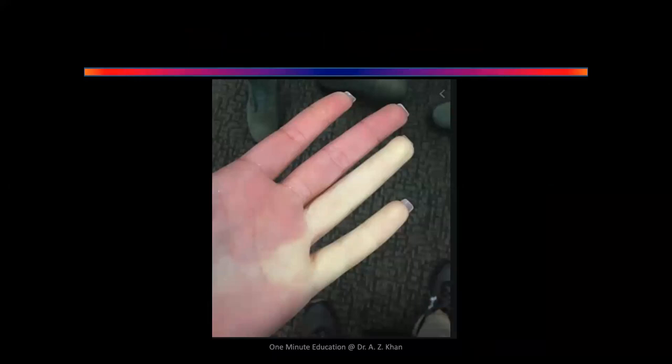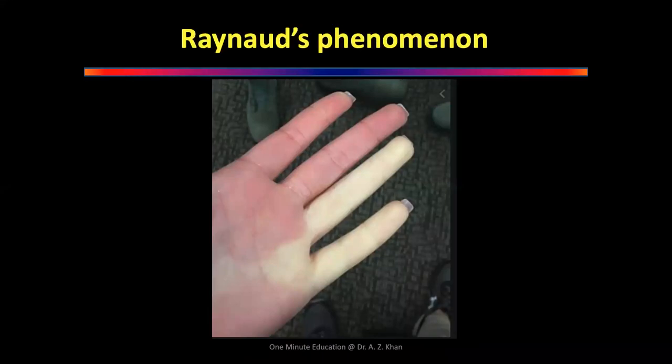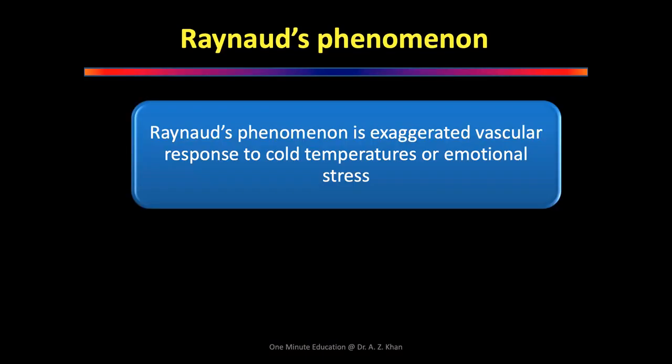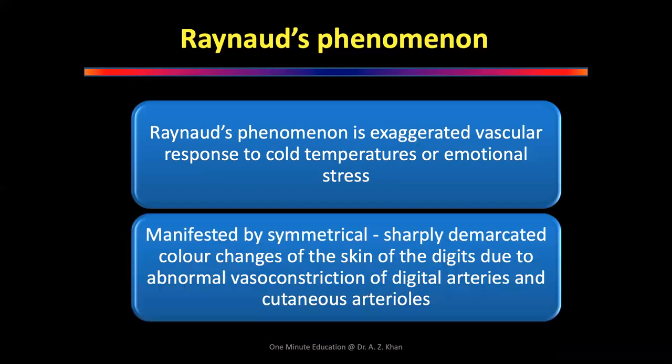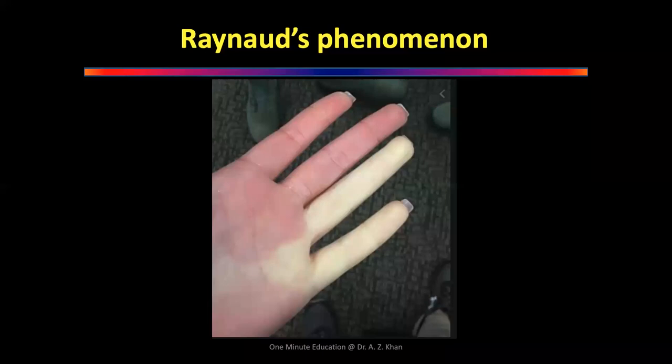One line answer. Clinically, you're seeing this. Yes or no? Okay, this is the Raynaud's phenomenon. Raynaud's phenomenon is exaggerated vascular response to cold temperature or emotional stress, manifested by symmetrical, sharply demarcated color change of the skin of the digits due to abnormal vasoconstriction of digital arteries and cutaneous arterioles. This is very classical Raynaud's phenomenon.